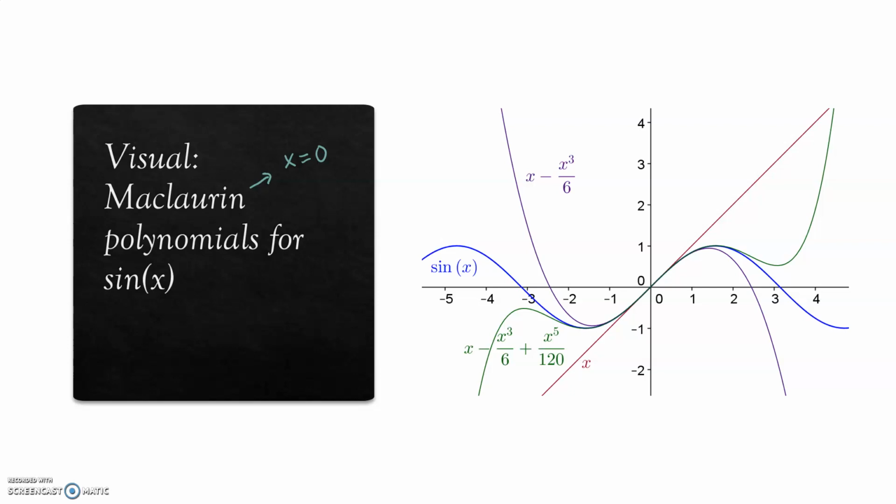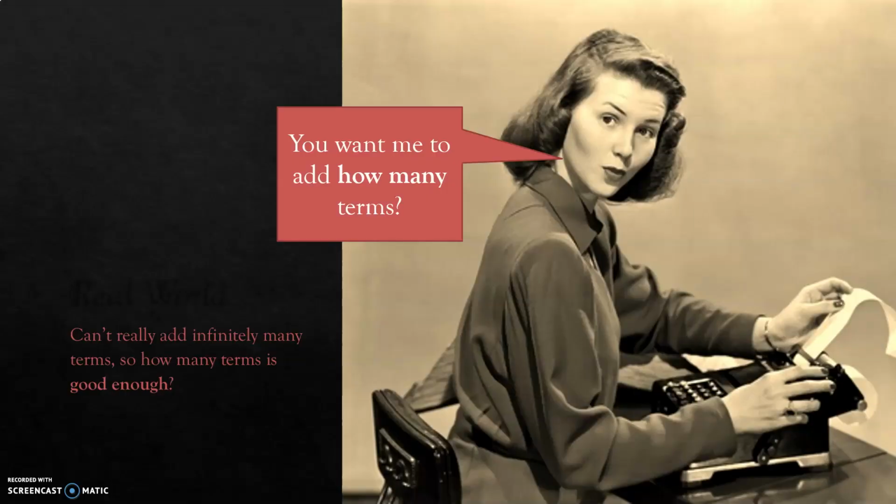So if I want to be exactly like sine of x, I would need to use more and more terms, and if I want to be perfect, I would have to use infinitely many terms to match the sine of x function. But of course, in the real world, we can't add infinitely many terms. So the real question is, how many terms is good enough? What is my tolerance for error? How much am I willing to be off by? And then how many terms do I need to use in order to be that good?